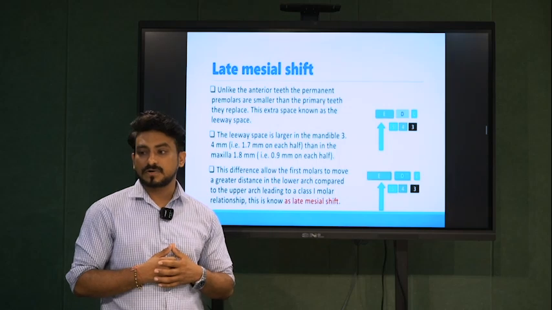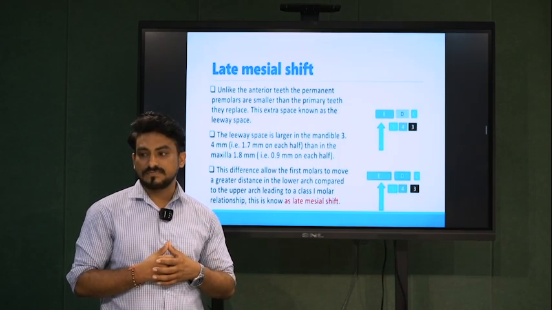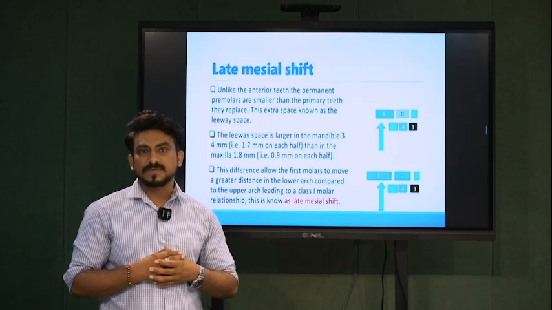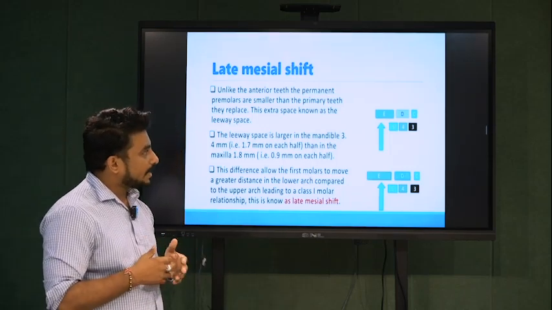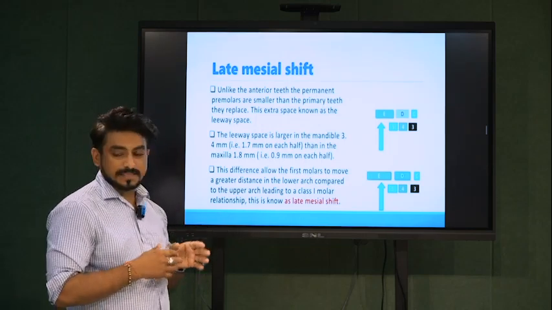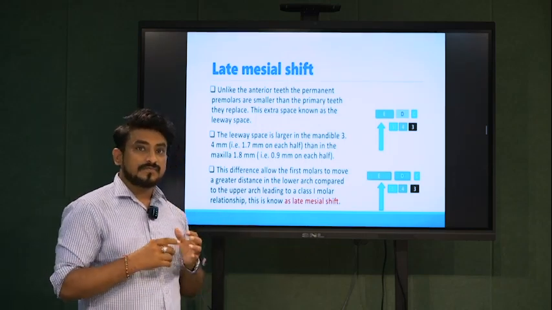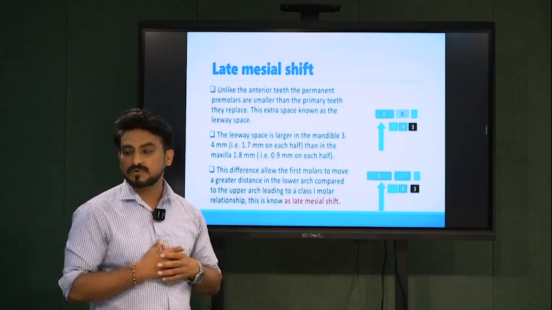Usually the permanent premolars are smaller than the primary teeth in the posterior region. The extra space is known as the leeway space. What is the leeway space? We can see the figures also. The permanent canine, first and second premolars, and the deciduous canine, first and second molars have a space discrepancy between them. So this is the leeway space of Nance.